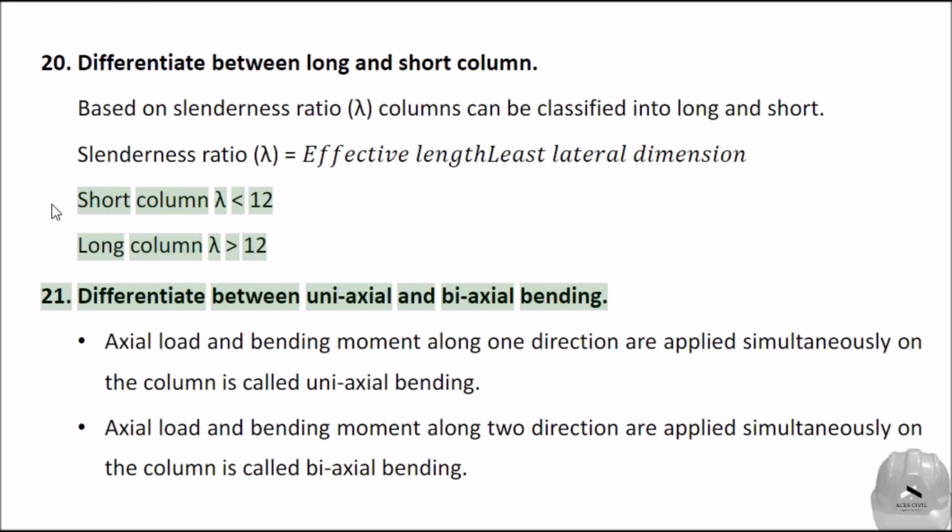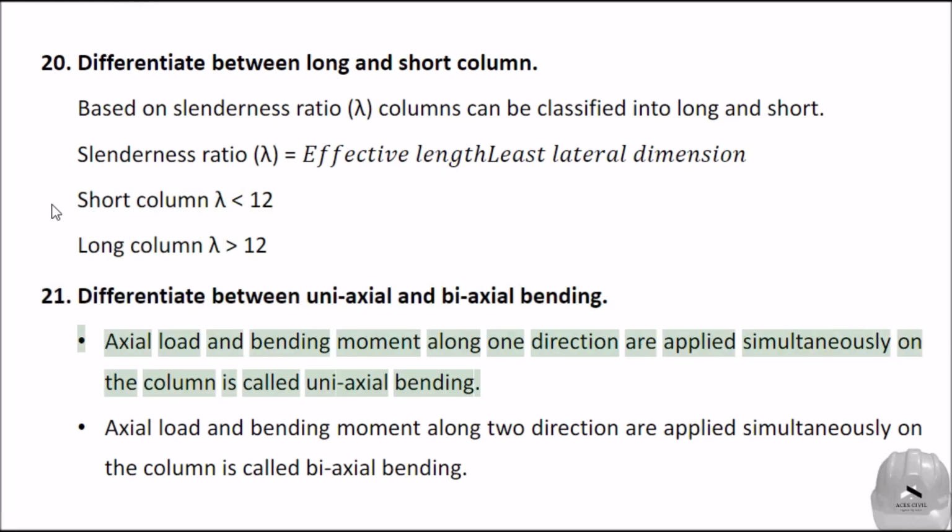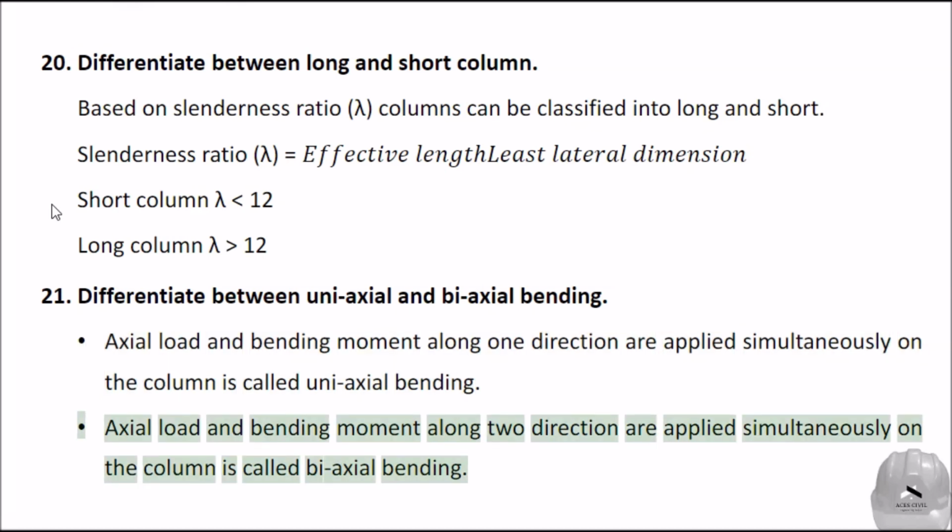Differentiate between uniaxial and biaxial bending. When axial load and bending moment along one direction are applied simultaneously on the column, it is called uniaxial bending. When axial load and bending moment along two directions are applied simultaneously on the column, it is called biaxial bending.